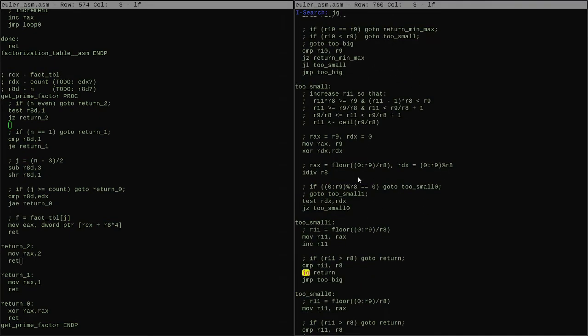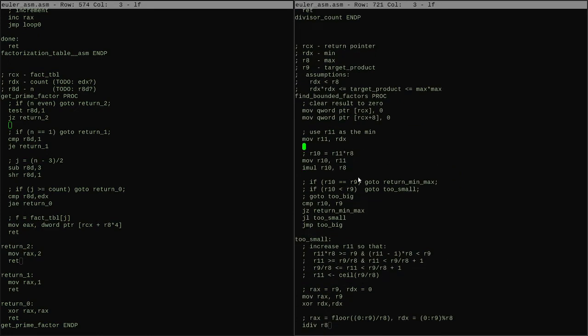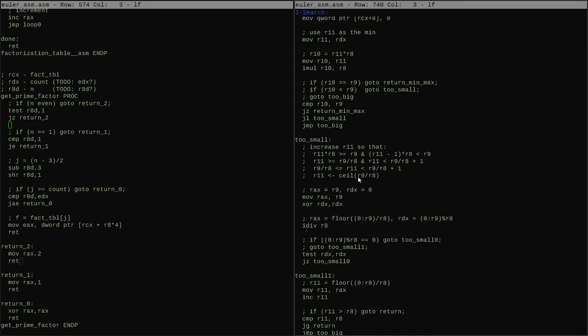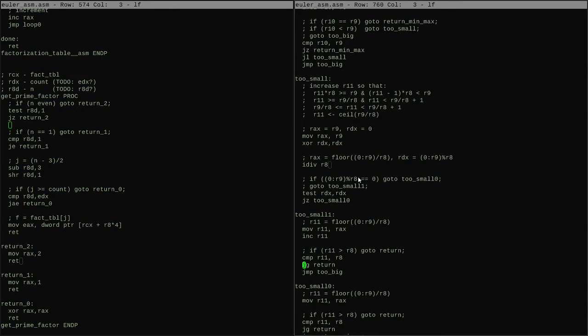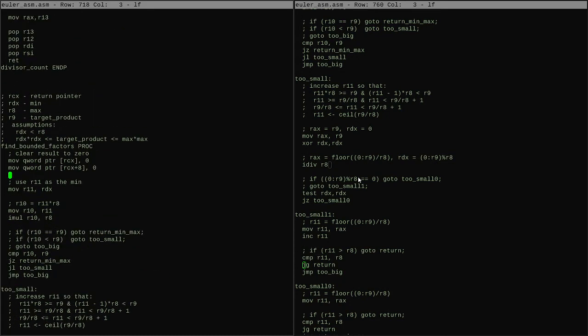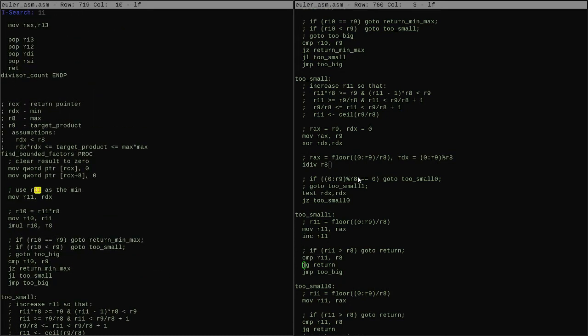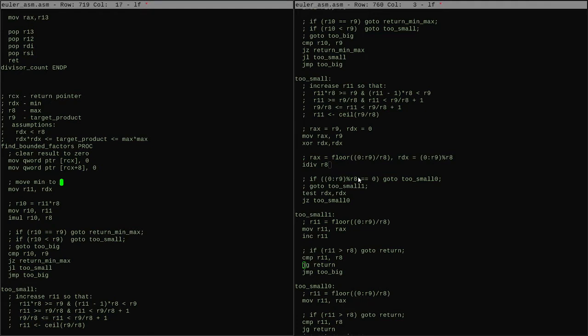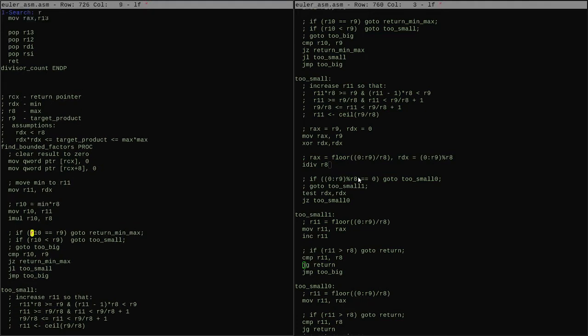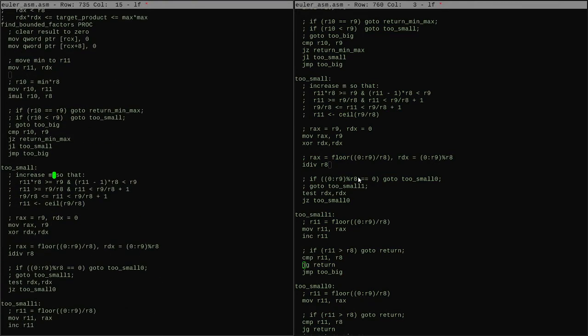Jump greater. Where else did I write that? So let's see. This. Find bounded factors. Okay, I remember this one. I didn't use variable names here for some reason, but let's take a look. R11 as the min. So this is like move min to R11. Min R11. Min.